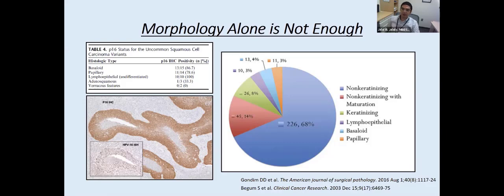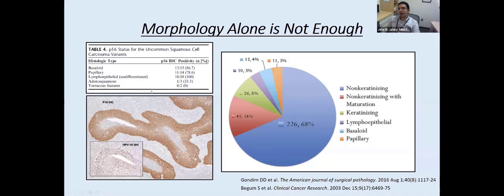Most frequently, they will be non-keratinizing, then non-keratinizing with maturation, but HPV-related squamous cell carcinomas can affect the basaloid type, the papillary type, the adenosquamous, lymphoepithelial, and verrucous type, as well as the keratinizing squamous cell carcinoma with varying frequency. Usually when you're dealing with a keratinizing squamous cell carcinoma from the oropharynx, typically those will be more likely to be not related to HPV, and they can be related to HPV in 30% of cases.